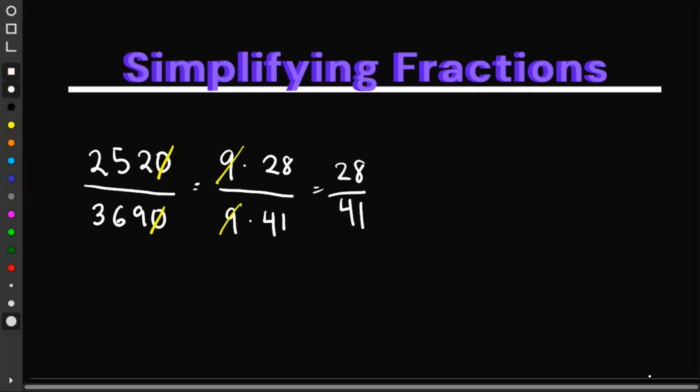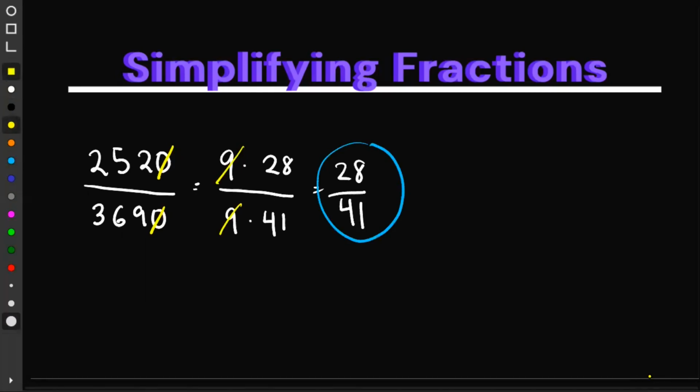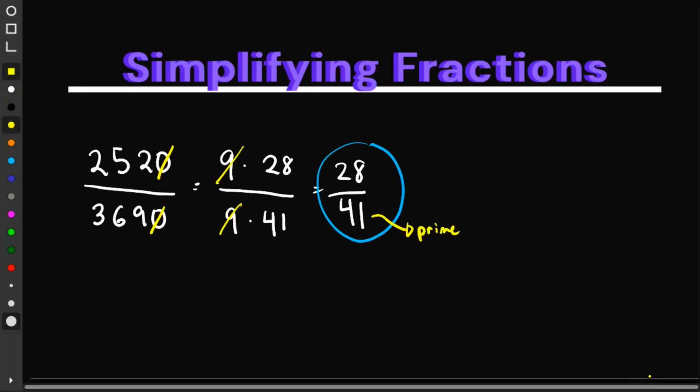Now is this the final answer? Actually, it is already the final answer. The reason is that 41 is already prime, which means that whatever the numerator is, except if the numerator is a multiple of 41, their common factor will be 1 only.